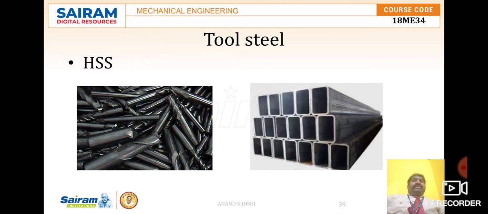But in the case of HSS M type, 6-6-4-2 is in common use, containing 6% molybdenum, 6% tungsten, 4% again chromium, and 2% vanadium, in addition to a carbon content of 0.6%. So this is all about HSS tool steel.